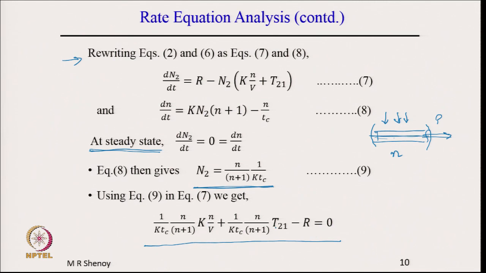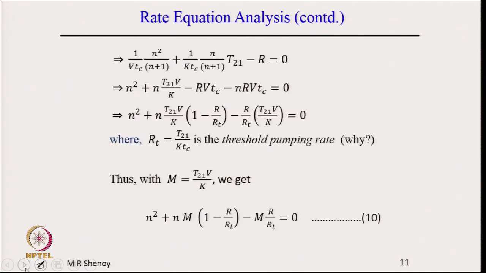Note that all the other parameters we know: T21, the transition rate, which is the inverse of the lifetime; the pumping rate, which we are determining, so we know this; and K, which is of course a constant. V is the volume of the material and Tc is a measurable parameter, the cavity lifetime. So, we know everything in this to determine n. All right, let us find the solution of this.